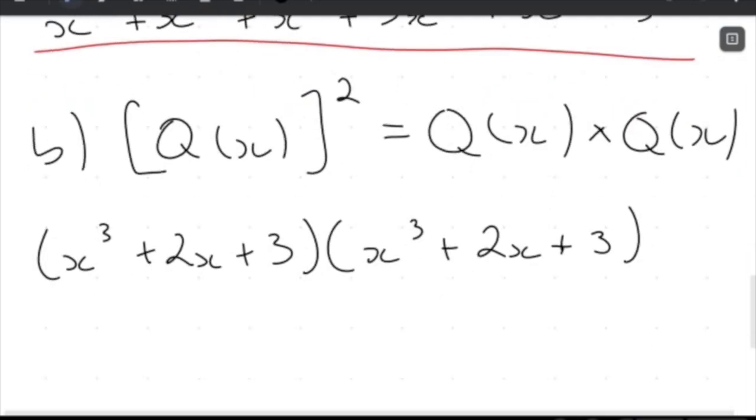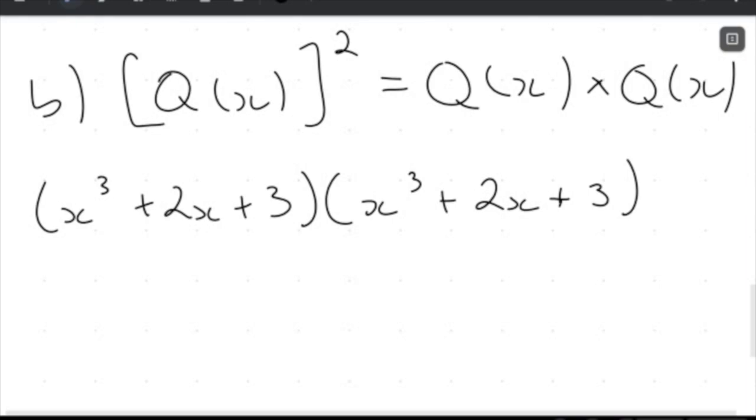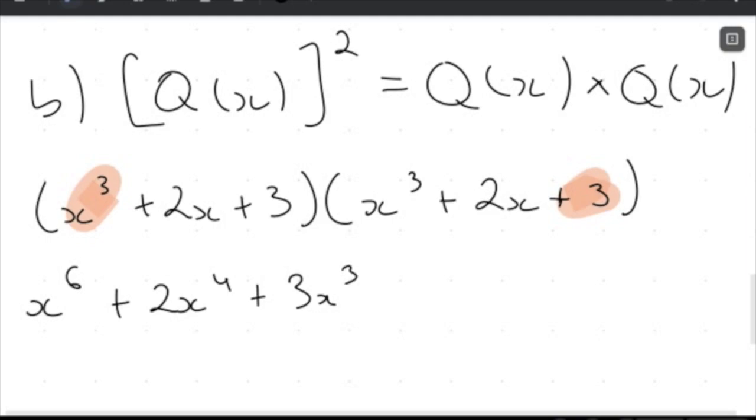Okay, and now we end up doing the same thing. Now I'm going to work through these a little bit quicker. You can pause, draw the arrows, and give it a go yourself, but now that we're getting the hang of it, I'm going to move a little bit quicker. So first of all, we're multiplying my x cubed by everything in the other bracket. So I'm going to get x to the power of 6. Then I'm timesing x cubed by 2x. That's going to give me positive 2x to the power of 4. And timesing that by 3, I get positive 3x cubed. Alright, that's the first one done.